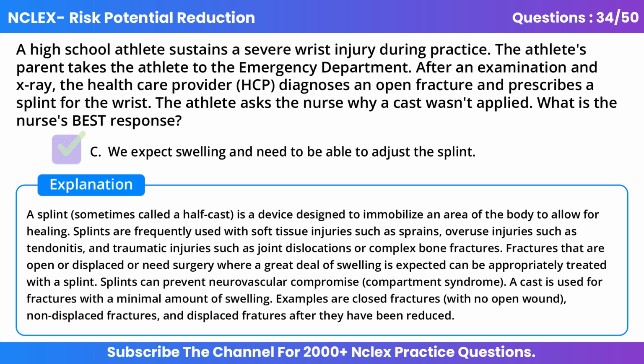Fractures that are open or displaced or need surgery where a great deal of swelling is expected can be appropriately treated with a splint. Splints can prevent neurovascular compromise, compartment syndrome. A cast is used for fractures with a minimal amount of swelling. Examples are closed fractures, with no open wound, non-displaced fractures, and displaced fractures after they have been reduced.